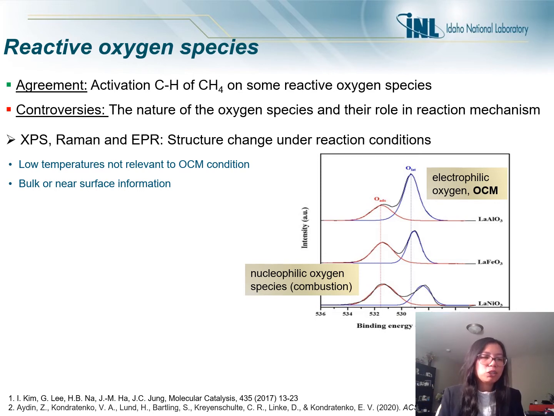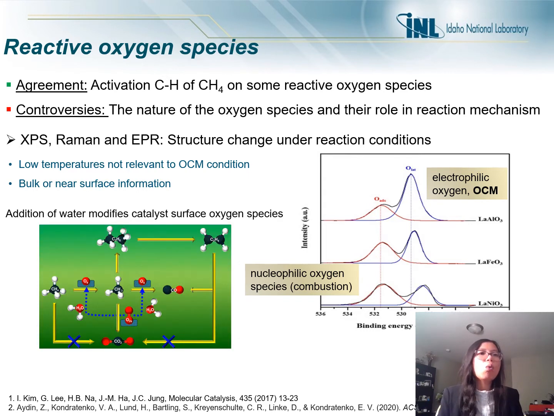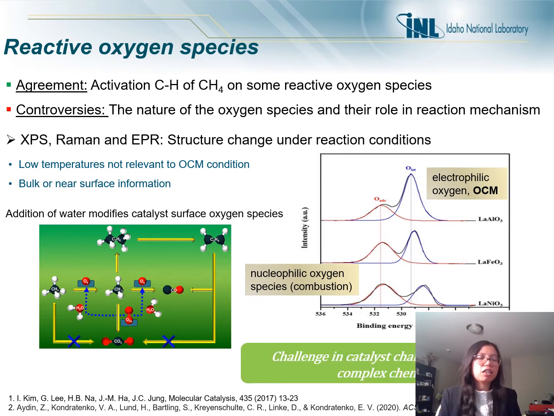A lot of the reported spectroscopy was done far away from the OCM reaction temperature. Low temperature might not be relevant since sodium tungsten oxide melts around 700 degrees C. The spectroscopy information usually contains either bulk or near-surface information, which might not well represent the surface information. Recently, water was proposed to modify the surface oxygen species and make them more selective for the OCM reaction. Overall, the challenge in catalyst characterization and the complex chemistry of OCM slowed down OCM progress.